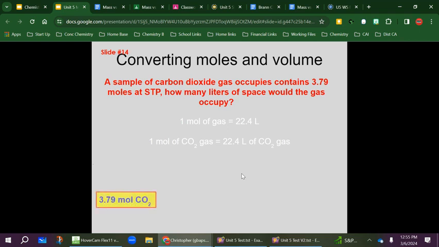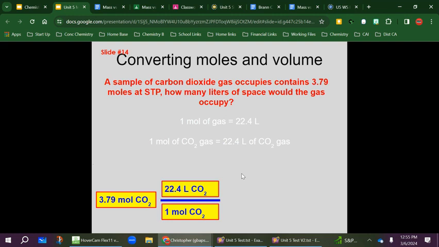We now start with 3.79 moles of carbon dioxide. We are going to take this fact here and make the conversion factor out of it. But now, because we're in moles, what has to go on the bottom? Moles. And the 22.4 goes on the top, so that when we are done, we will end up in liters. Okay? So again, moles and moles cancel.